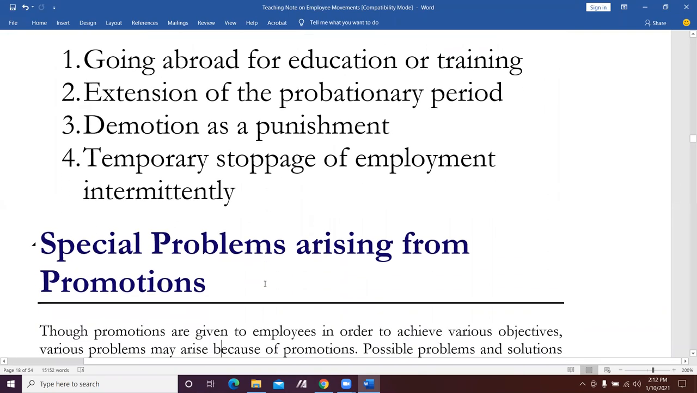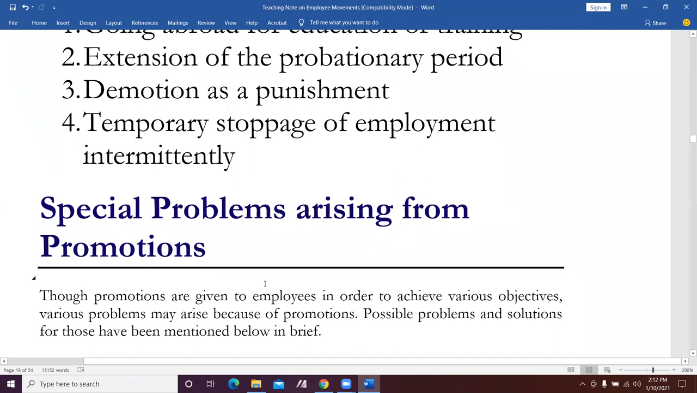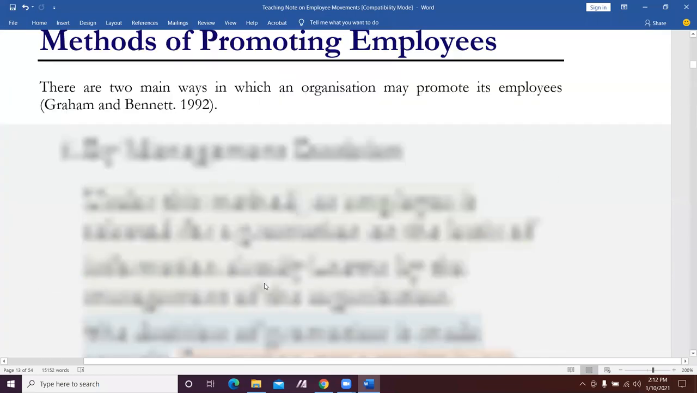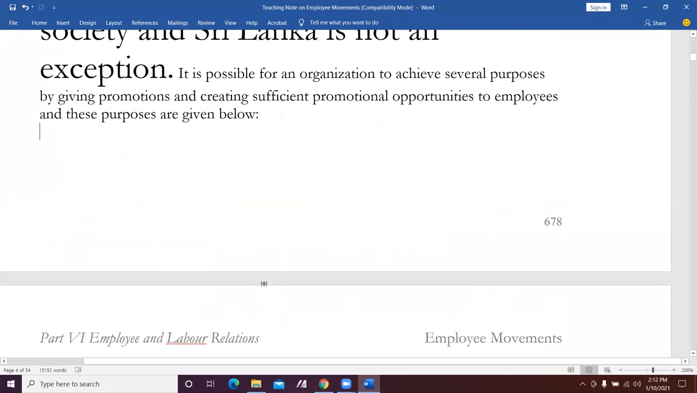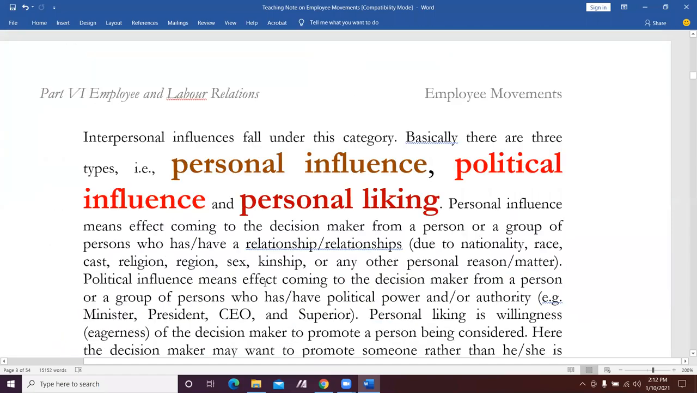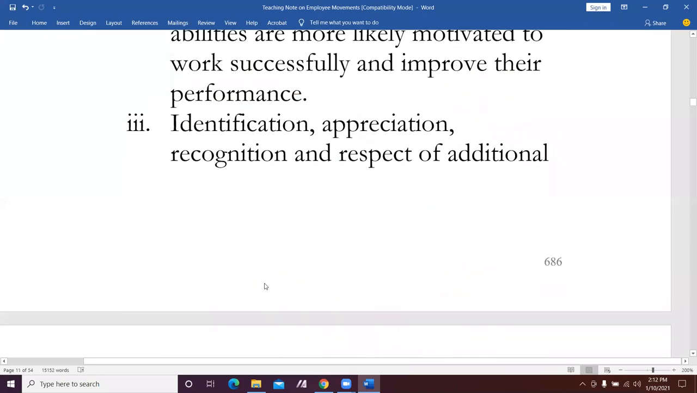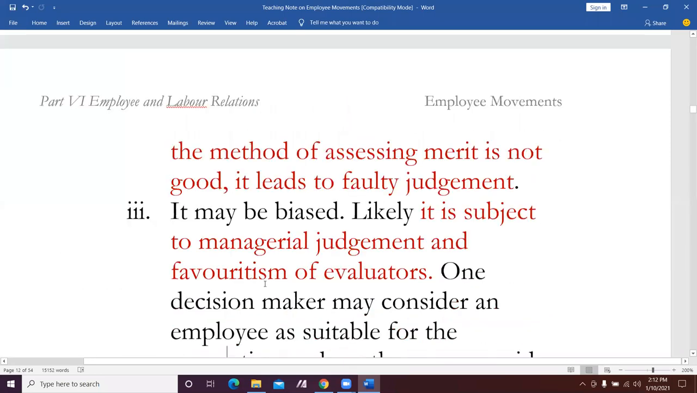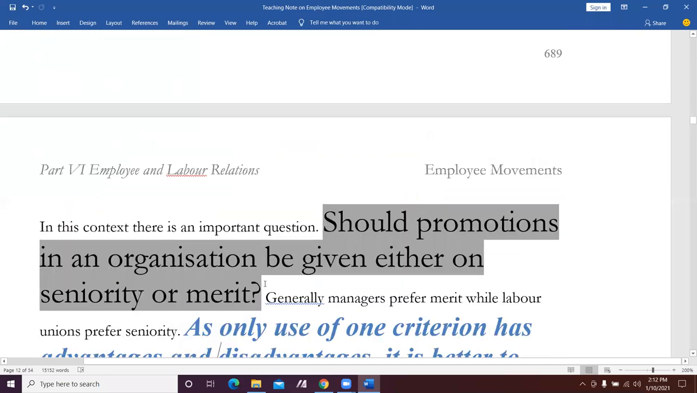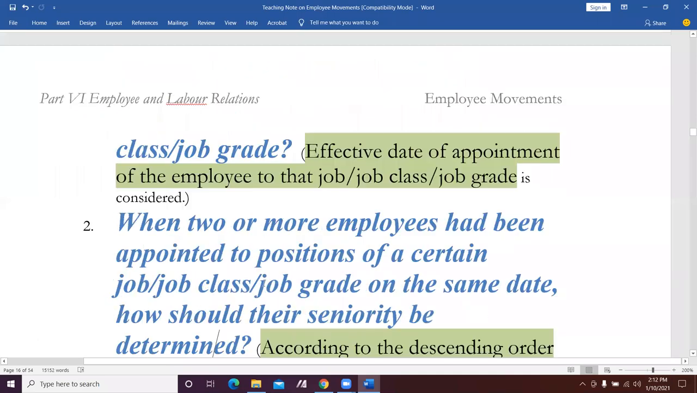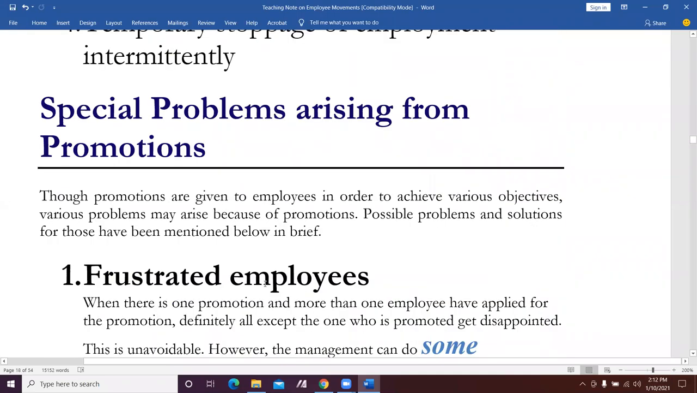Right. Okay, then special problems arising from promotions. Normally, in order to achieve all these objectives I briefly mentioned, we give promotions. Organizations do give promotions. But unfortunately, because of giving promotions, organizations also get disadvantages or problems. So what are they? Some of the problems, special problems, we are going to learn.